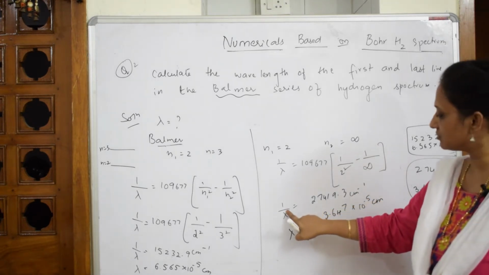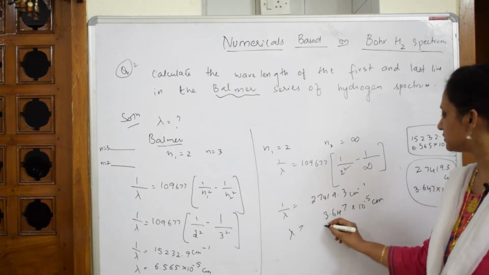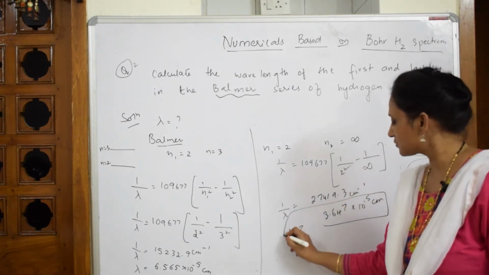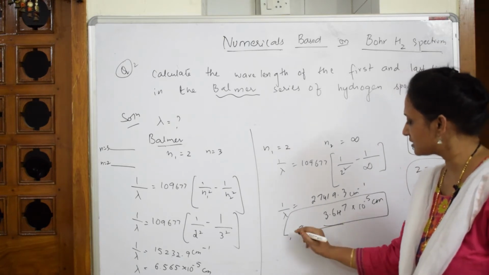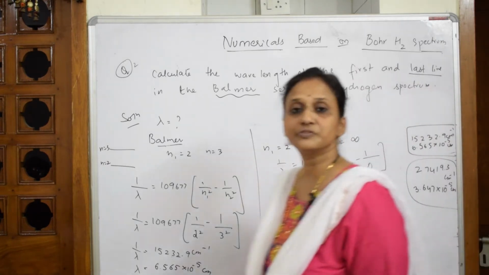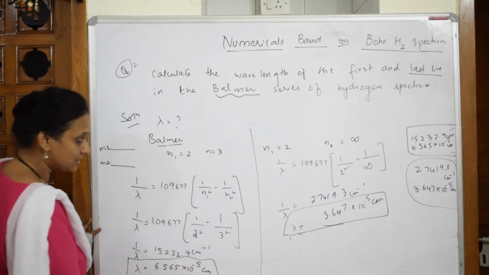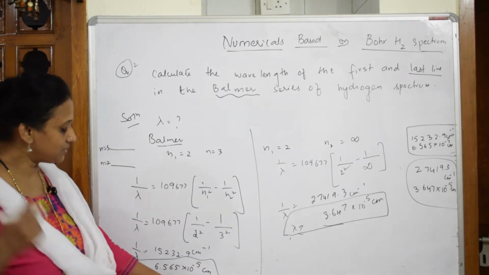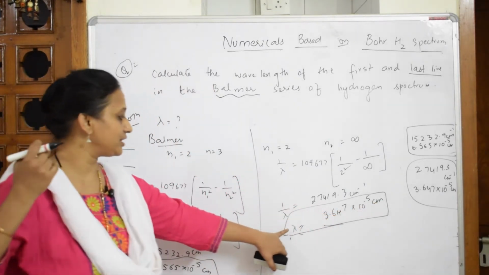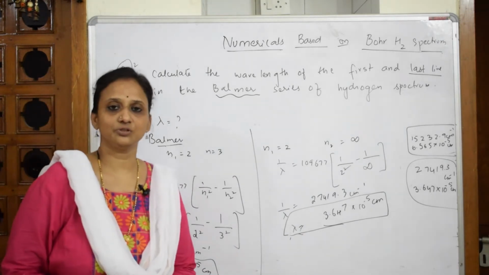Earlier it was in the denominator, so centimeter inverse. Now it comes to the numerator, so this becomes centimeter. So this is for the last line, which they've asked me, and this is for the first line. See, all the units are similar. Here also in centimeter, here also in centimeter. Finally, you have ended with lambda here also. So this is how you're going to do the numerical.